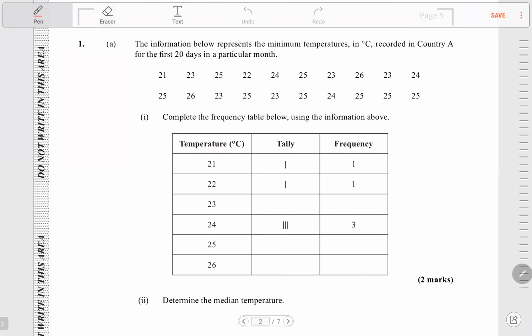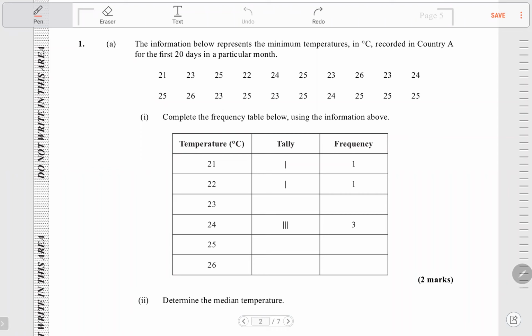So the first question on this paper said, the information below represents the minimum temperatures in degrees Celsius recorded in country A for the first 20 days of a particular month. Right, so basically these are those temperatures. All right. And if you notice, they are not in ascending order.